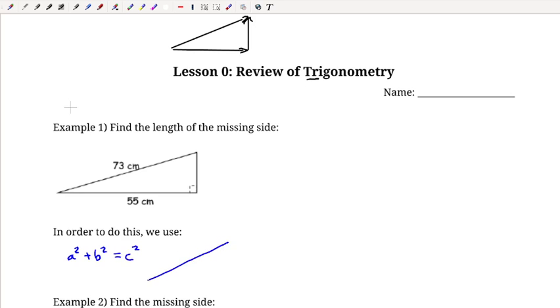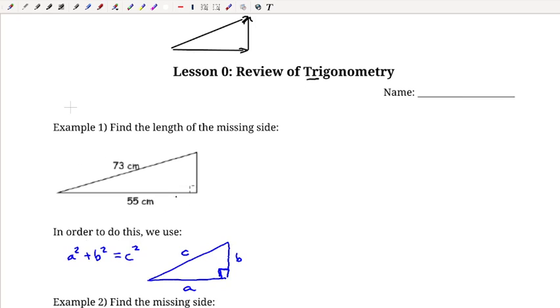So if you have a generic right triangle, and it's important that it's a right triangle, we give variable names to the sides. The two short sides are a and b, and you can swap those interchangeably, doesn't matter. But the longest side, your hypotenuse, is always going to be c. So in order to find the length of a missing side, we can use this a squared plus b squared equals c squared to figure out what's missing.